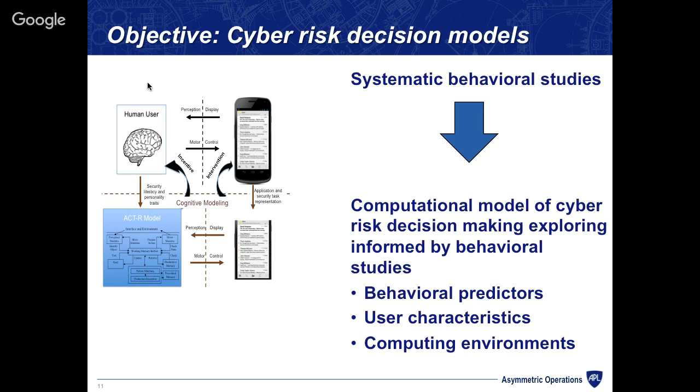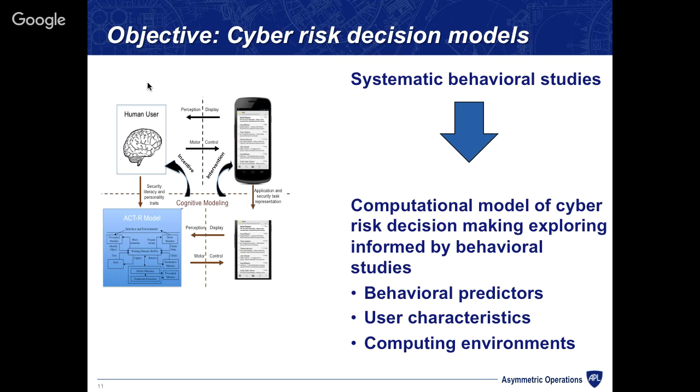One of our objectives is to create a cyber risk decision model. The way you create a cognitive model like this is to look at systematic behavioral studies where you look at the human user and feed it into a model of decision making. There are a number of models of decision making, many of them rule-based. We are discussing using ACT-R for this one because it is very much an if-this-then-this kind of model. It's not my favorite, but it works.